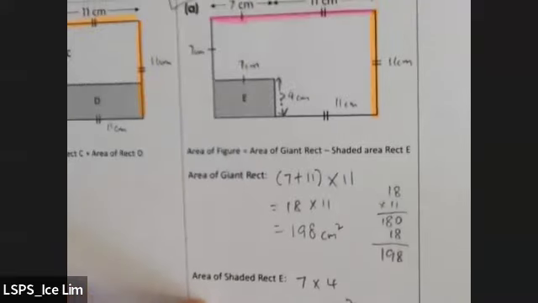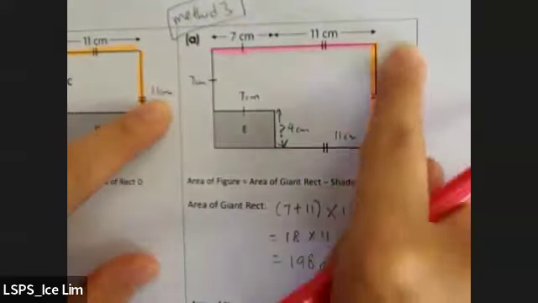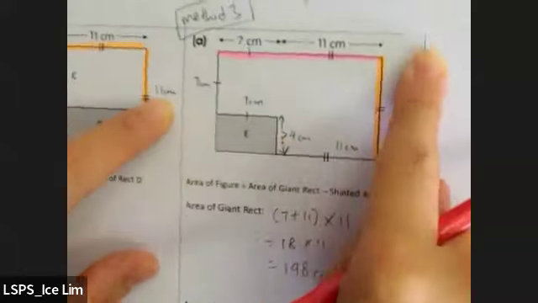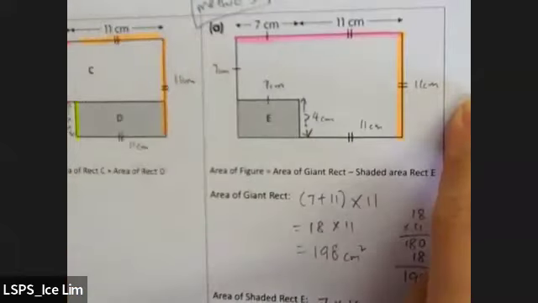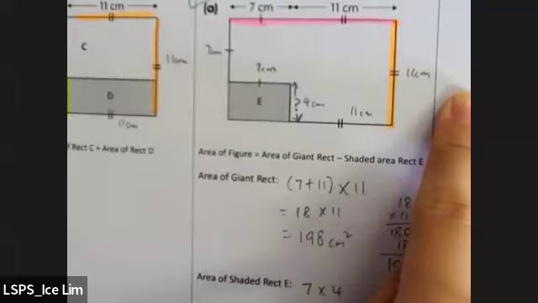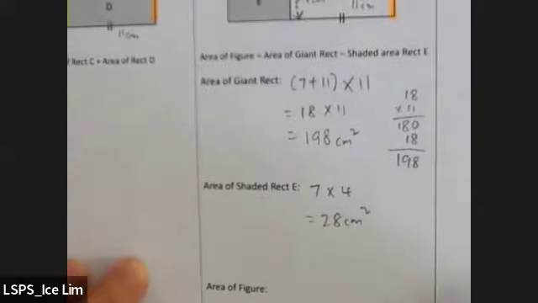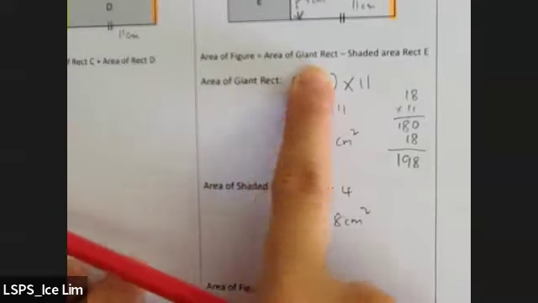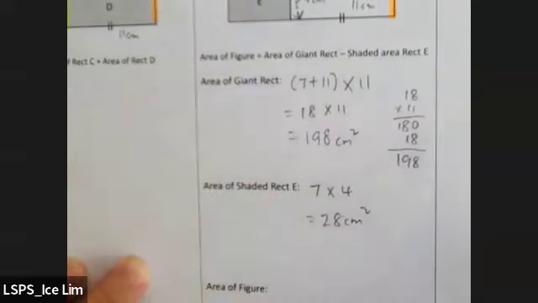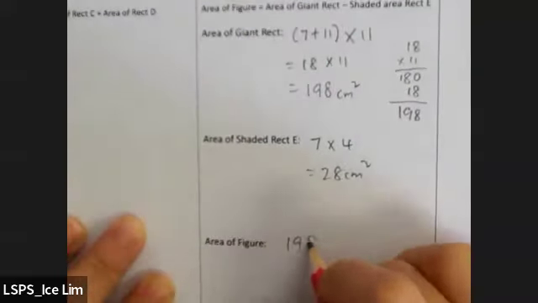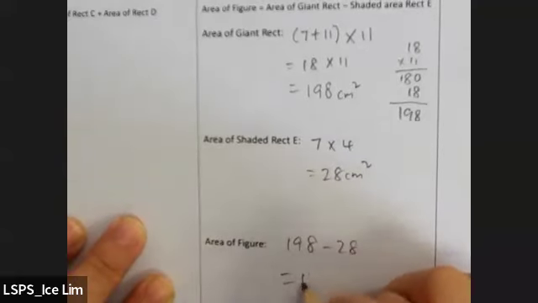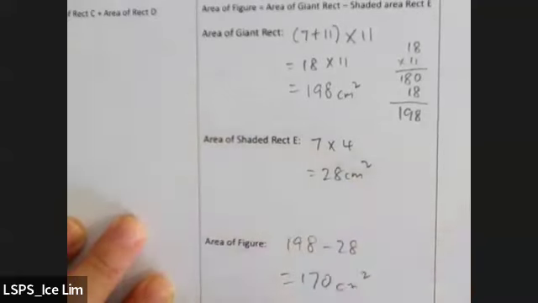So, area of the figure, this one that looks a little bit like an L, flipped somehow. The clues are already given here. The giant rectangle minus the shaded rectangle, so it will be 198 minus 28, that gives 170 square centimeters.